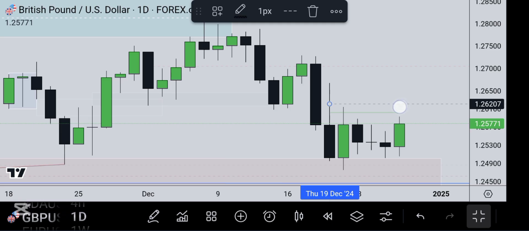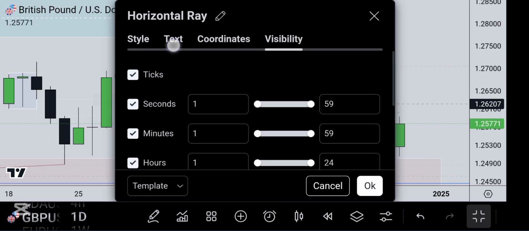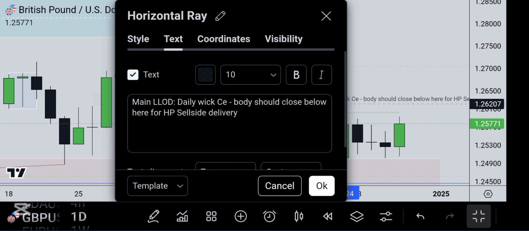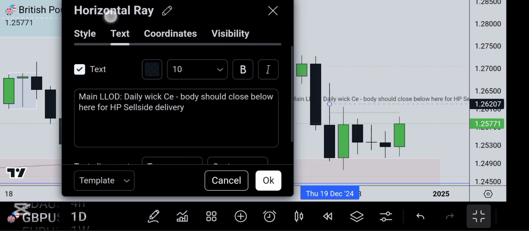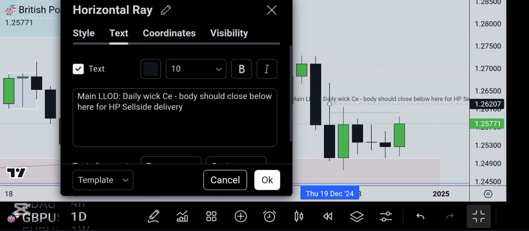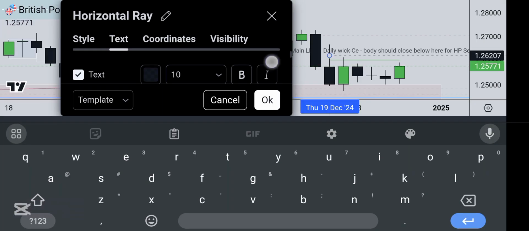1.267. 1.26207. That's the main last line of defense, a daily weekly crossover. Higher time frame body should not close above it. It should be below, not above.